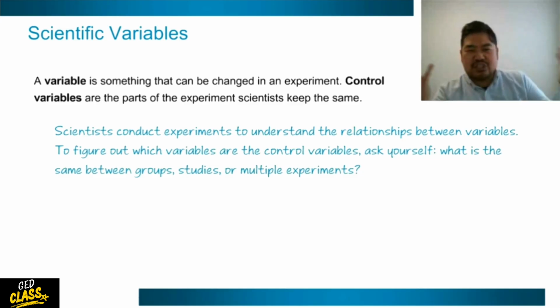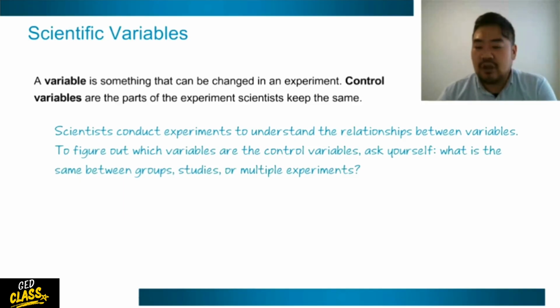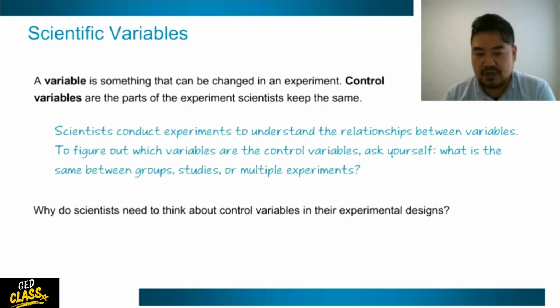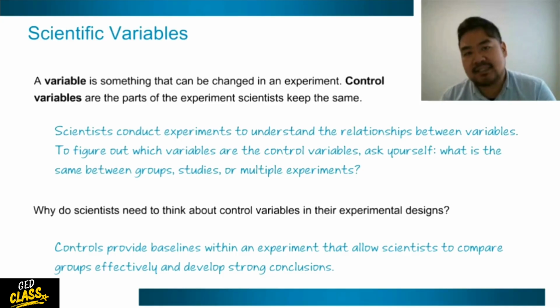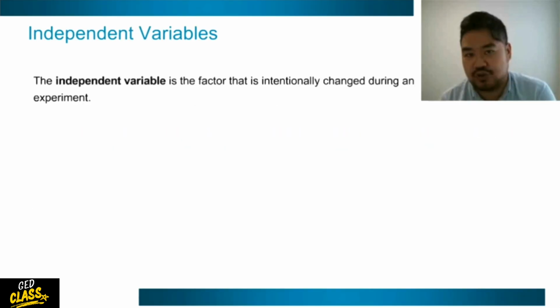Like if everything changes, there's no way to make effective conclusions. So you always want to ask yourself, what is the same between the groups or the studies or the different experiments? That's going to be the control variables. So why do scientists need to think about control variables in their experimental designs? Controls will give the baselines. So if you have baselines, you're able to make comparisons more effectively and develop stronger conclusions.